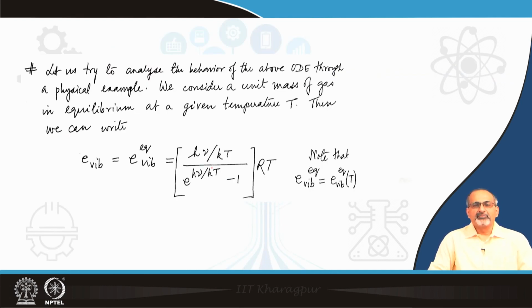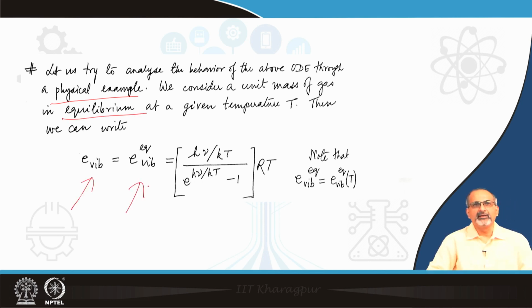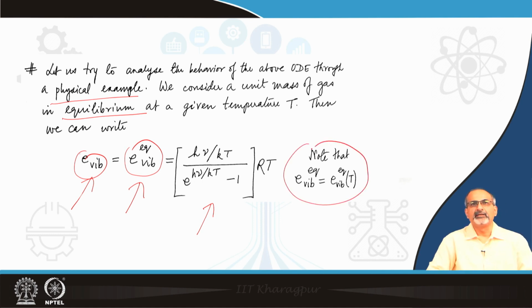Let us try to analyze the behavior of this ODE, and we will cite some kind of a physical example here in order to perform that analysis. We consider a unit mass of the gas in equilibrium at a given temperature T. If it is at equilibrium, then we can equate the E vibrational with the equilibrium value of the E vibrational, and both of them should be equal to this expression, which we have talked about earlier from statistical mechanics. And we can clearly see that the energy is definitely a function of temperature from this expression.